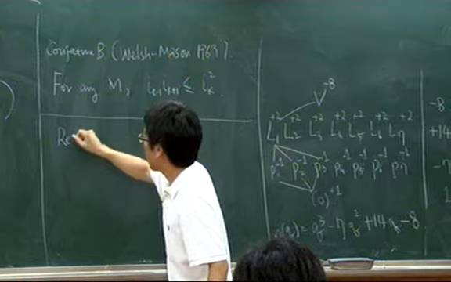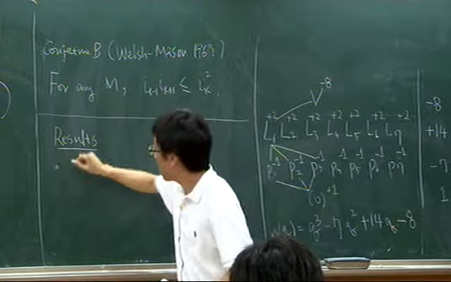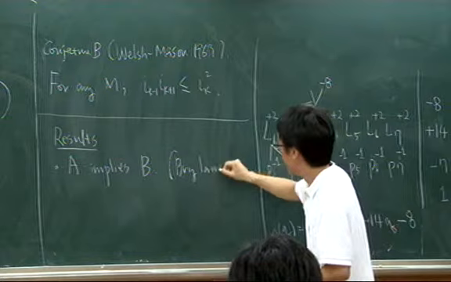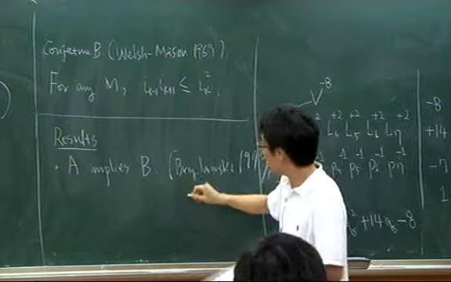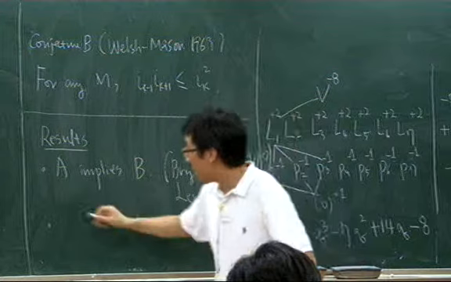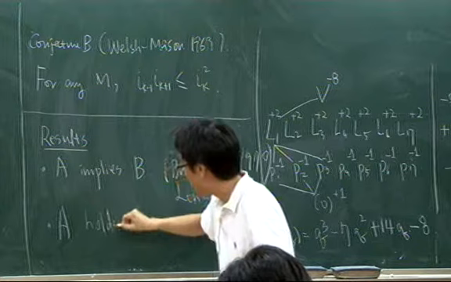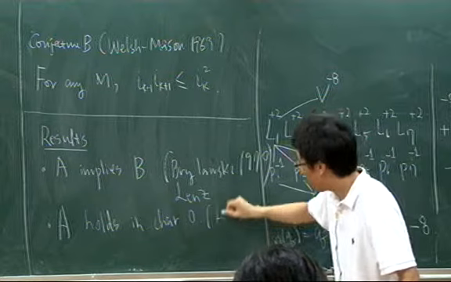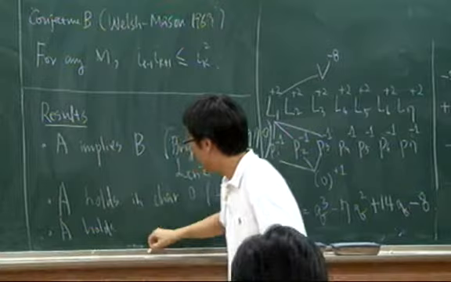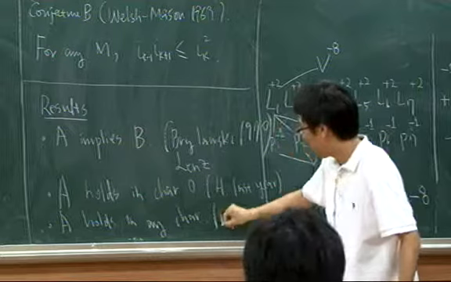So, results. First of all, I wasn't very aware of this, but it was known that A implies B. This is due to Brylawski back in the 1970s, and recently and independently observed again by Matthias Lenz. And last year, at the talk here, I showed that A holds in characteristic 0. Okay, the main selling point today is that A holds in any characteristic. This is joint work with Eric Katz, now moving to Waterloo.